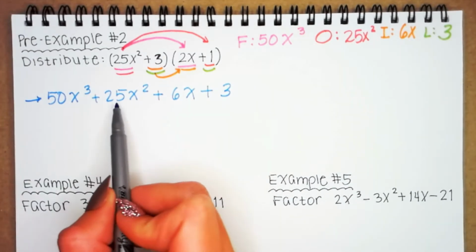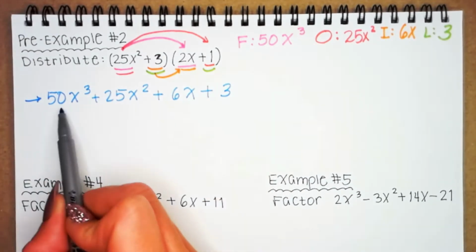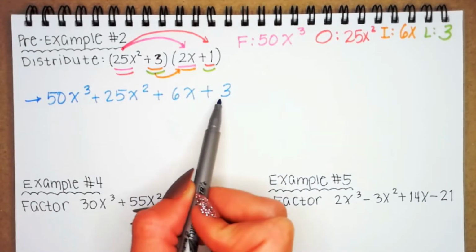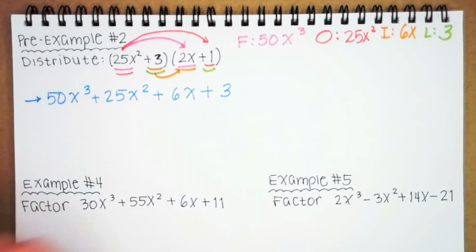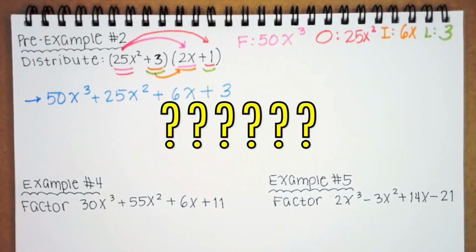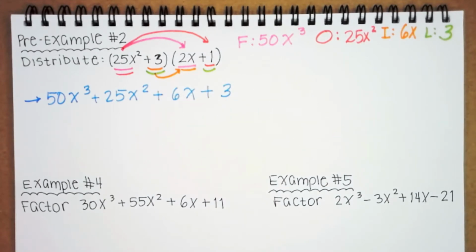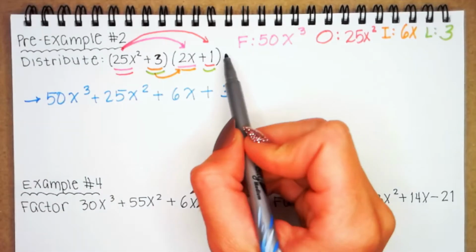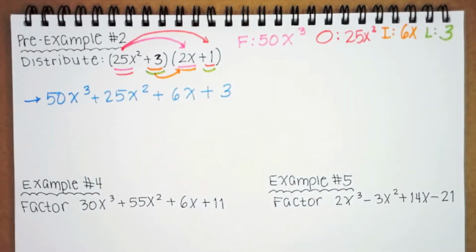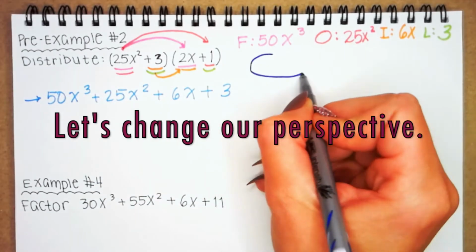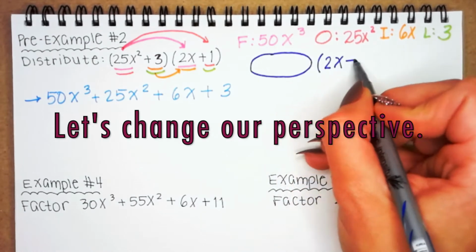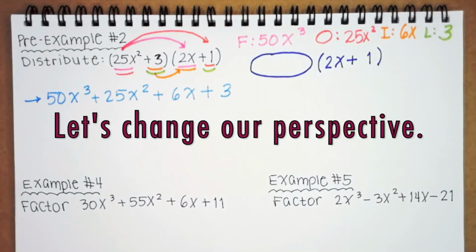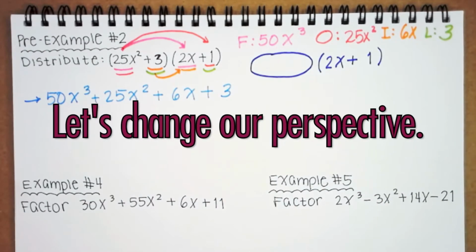Now, this one's a little bit more difficult. How do we put this back into that form? This seems a little bit more challenging, but really there's another way we could be looking at this problem. What if I just had a big oval in front of 2x plus 1 and asked you to distribute the big oval into the parentheses?